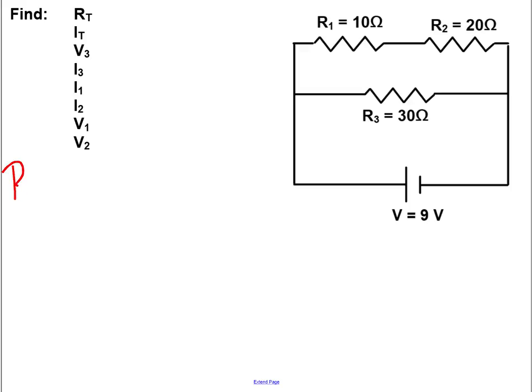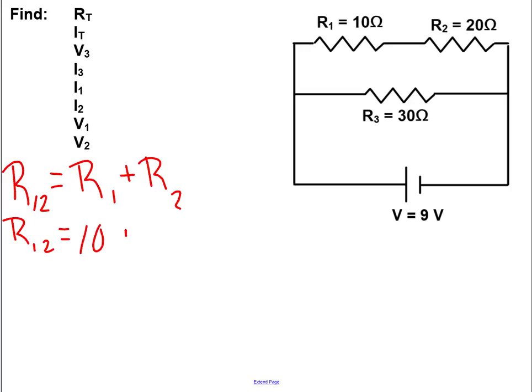So I can say that the total resistance of R12 equals the resistance at 1 plus the resistance at 2. So I can say that R12 equals 10 ohms plus 20 ohms. So my equivalent resistance, resistors 1 and 2, is equal to 30 ohms. But I'm not done yet because I need to find the resistance of the overall circuit.